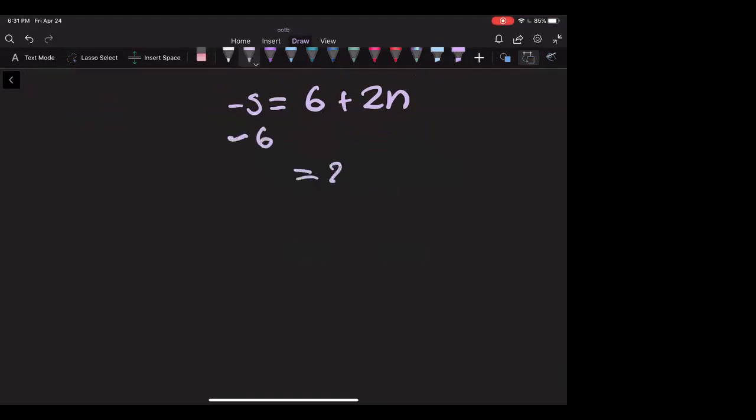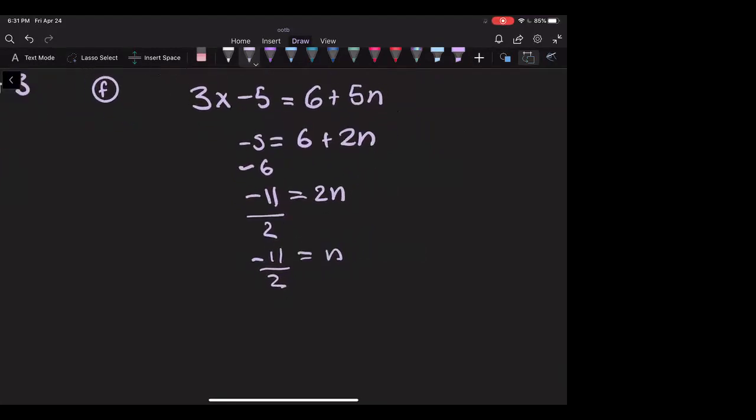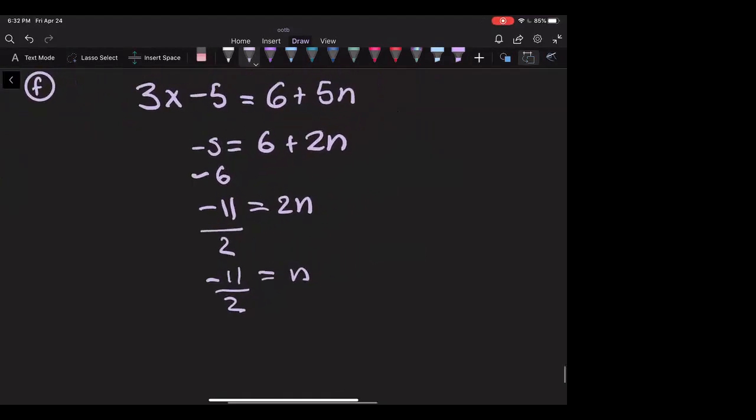So that equals -11. Now we have to divide by 2. And n is equal to -11 over 2. We did a question like this. Yes, we already did this question before. I just did it again because I wanted to show the process.